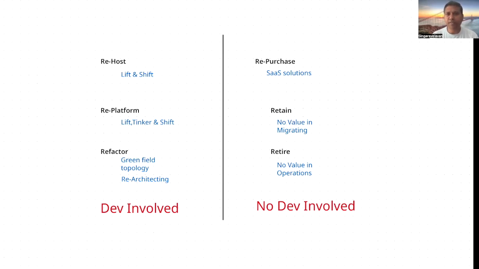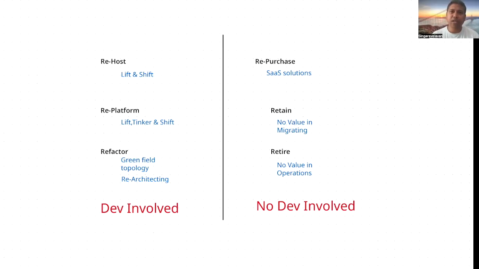Now let's look at the third strategy, repurchase. Repurchase means you analyze the existing application, and whatever functionalities are being provided by the current application are provided for a much cheaper cost when you move to a SaaS product, like a software as a service product. Typical SaaS solutions would be something like Salesforce CRM or Google or Microsoft or SAP. So these 3 strategies on the right-hand side have no development activity involved in them.